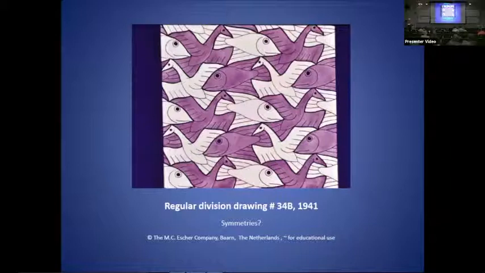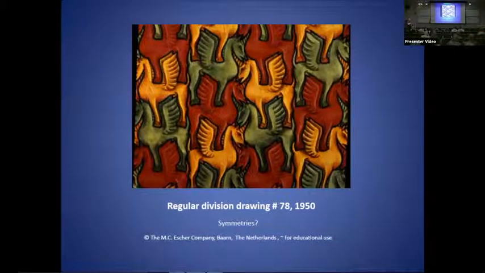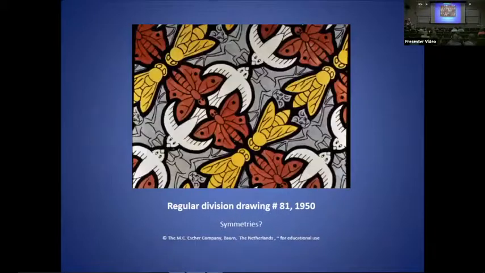Here's another tessellation that has birds and fish, and you can see the left, right, and the glide symmetries and the glide reflection or footstep symmetry. Again, here you've got left, right. Here's a left one, here's a right one, here's a left one, here's a right one, and so on. So this has glide symmetries and glide reflection or footstep symmetries.